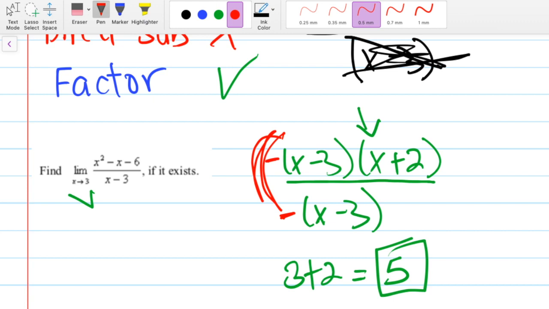So that's basically all I have to say about finding the limit by factoring and then substituting in. And I hope this video was helpful. It's a lot simpler than what a lot of people make it out to be.